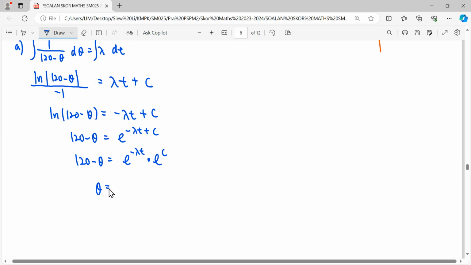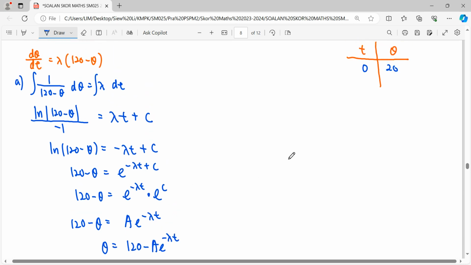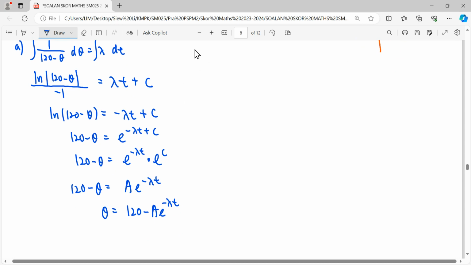Therefore, theta can be equal to A e to the negative lambda t, where e to the c is a constant. We denote it as a new constant A. Theta will be 120 minus A e to the power negative lambda t. And then the question gives us that when t equals 0, theta is equal to 20, so we substitute.